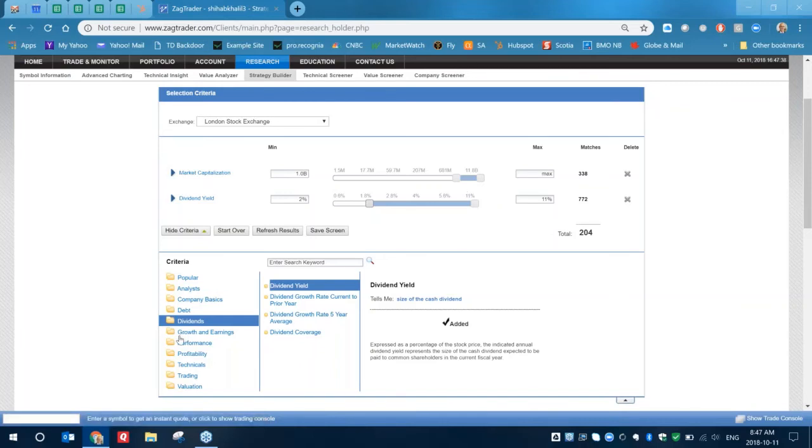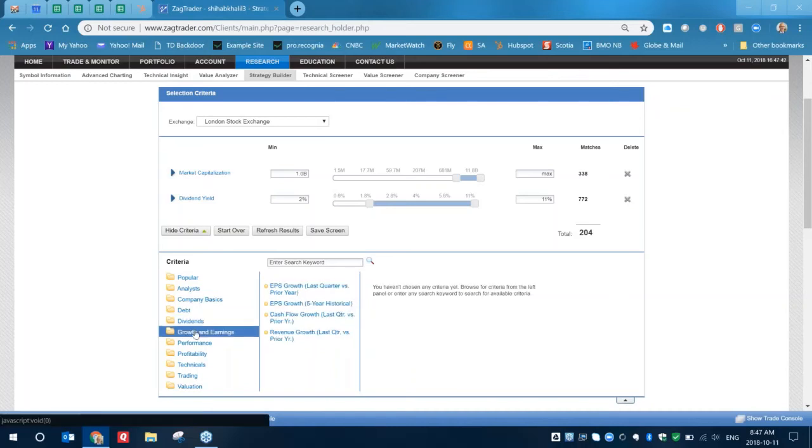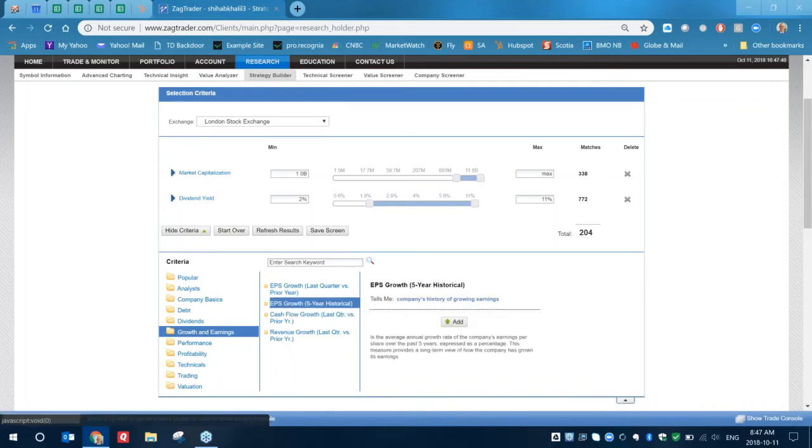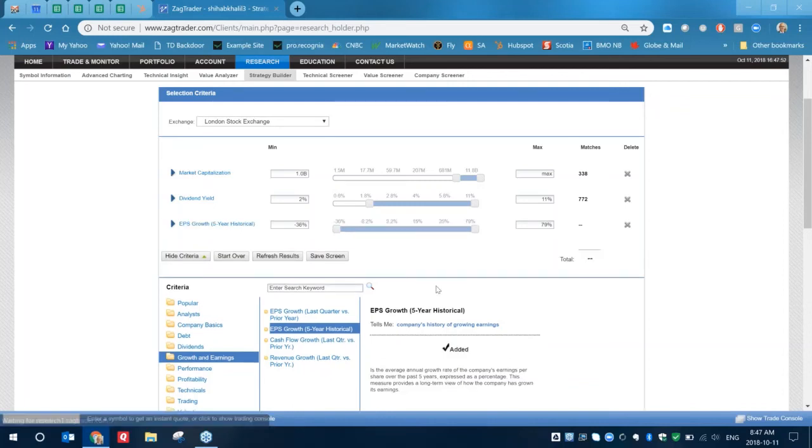What else? I'm also going to look for companies that make money and have a track record of growing their earnings over the years. So I'm going to go to the folder called Growth and Earnings, and I'm going to pick 5-year historical EPS growth rate. So we're going to calculate the average annual growth rate over the last 5 years. I want a company that's making money and growing their earnings, so I want an EPS growth rate of 10% or more. In fact, I'm going to make it 10% exactly just by over-typing that.